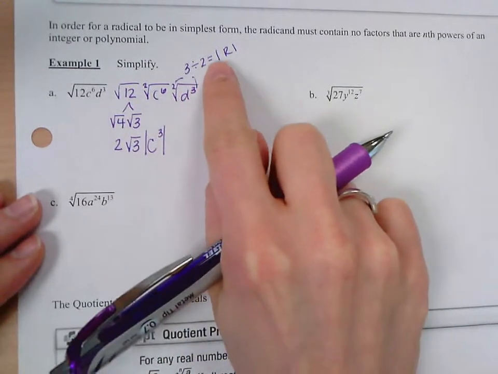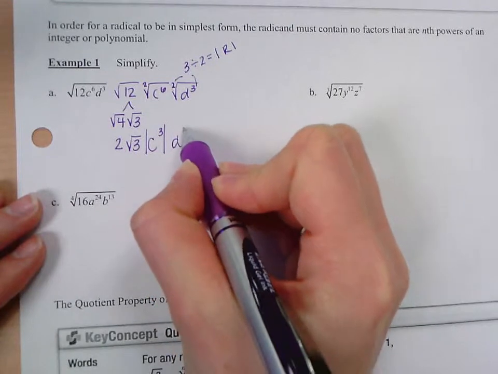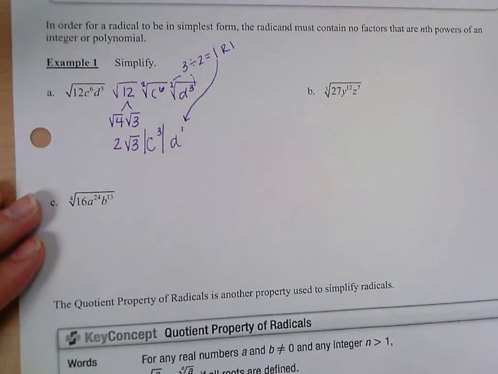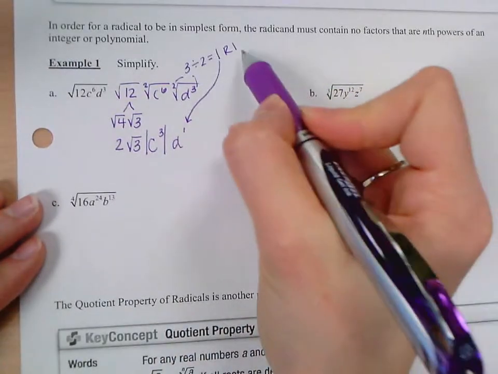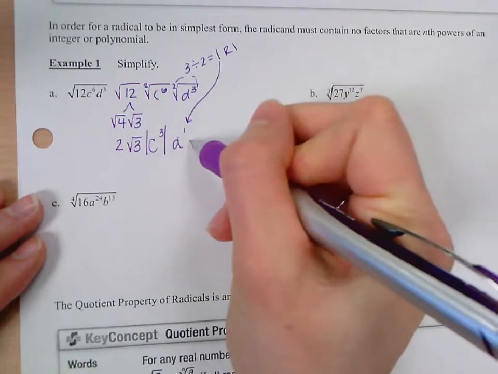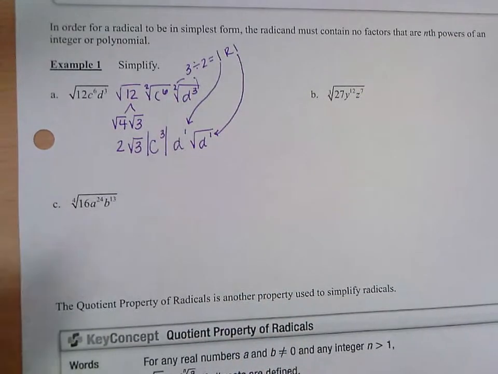So these two ones, what that means is I'm going to have a d to the 1st power that will no longer be in a square root because 2 goes into 3 once. But then this remainder of 1 is going to be the exponent on the d that's still in a square root. So I still have a square root of d to the 1st because that 1 can't be divided by 2. So you should make sure in your final answer, all of your exponents should be smaller than the index. If any of your exponents are bigger than the index, it means you can still simplify it.